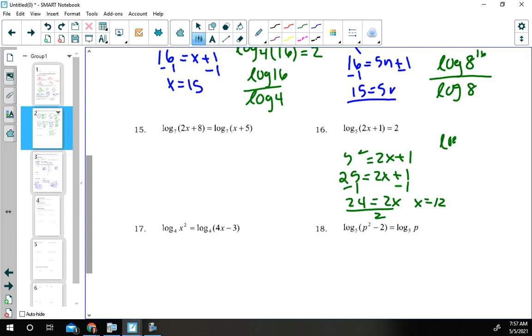Okay, so if I'm doing that, 2 times 12 plus 1. 2 times 12, 24, so 25. Okay, and then either do your change of base, so log of 25 divided by log of 5, or do your log base.